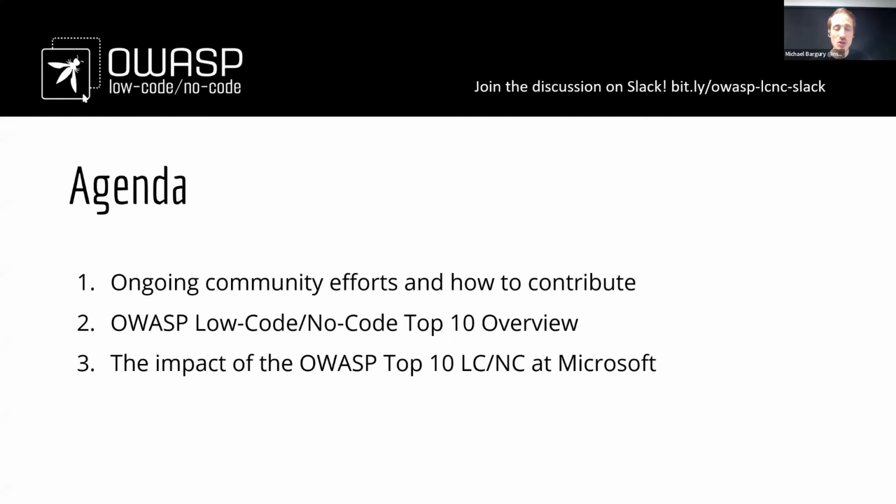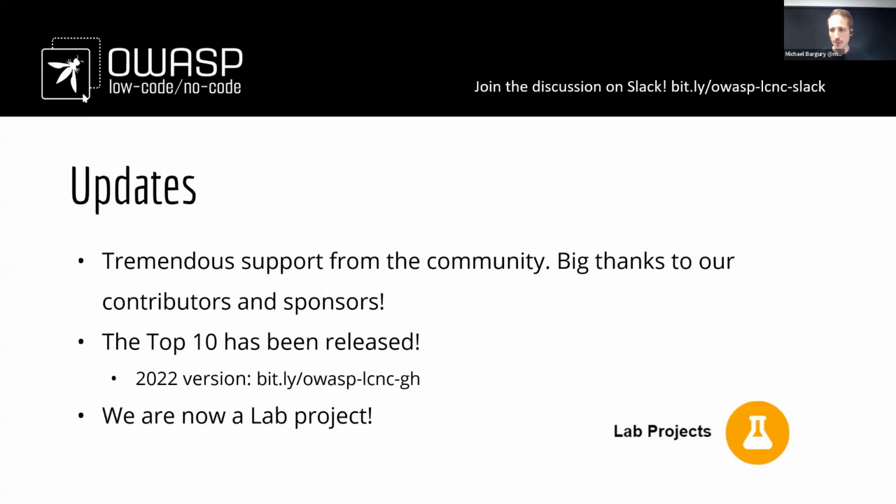Without further ado, I'm going to start with a brief overview of how we got to where we are today. First of all, we've had tremendous support from people across the community that have reached out in the last about 2 years that we've been active, contributed directly to GitHub, and reached out to us to chat, and we strongly encourage you to do that. We need more opinions, more views in the community. We released our top 10 during 2022, and you can find it on the OWASP page and GitHub. It's already available and being used by organizations today.